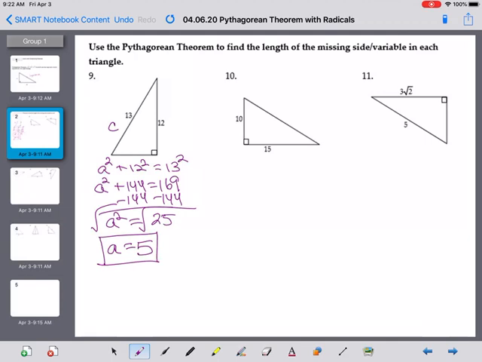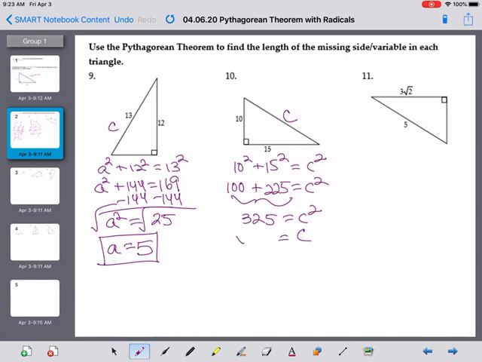So let's look at number 10. In this case, the hypotenuse is the missing side. So we have a squared plus b squared equals c squared. 10 squared is 100. 15 squared is 225. And now let's combine the constants. 325 equals c squared. Then we take the square root of both sides. So c equals the square root of 325.